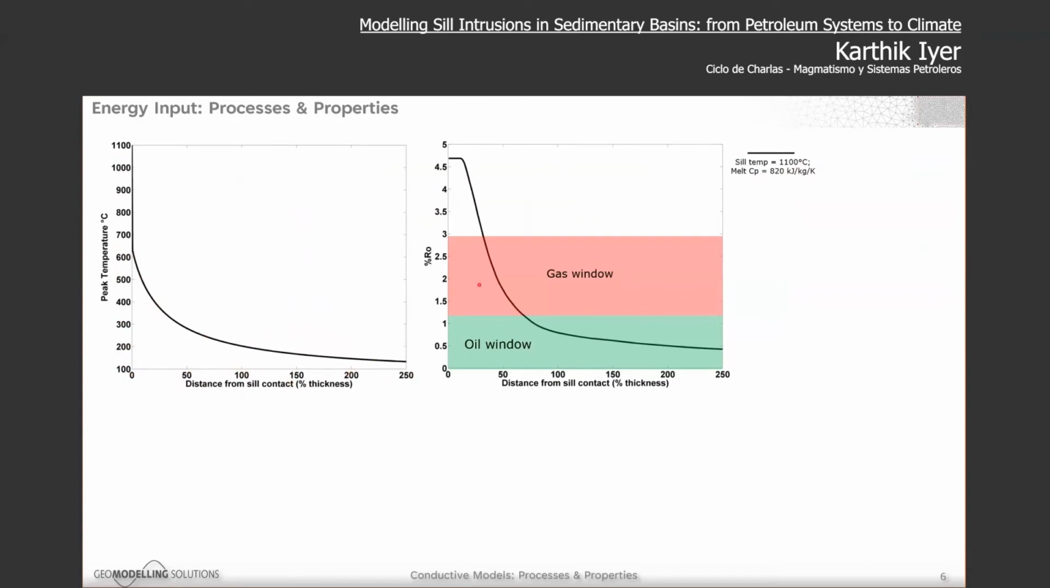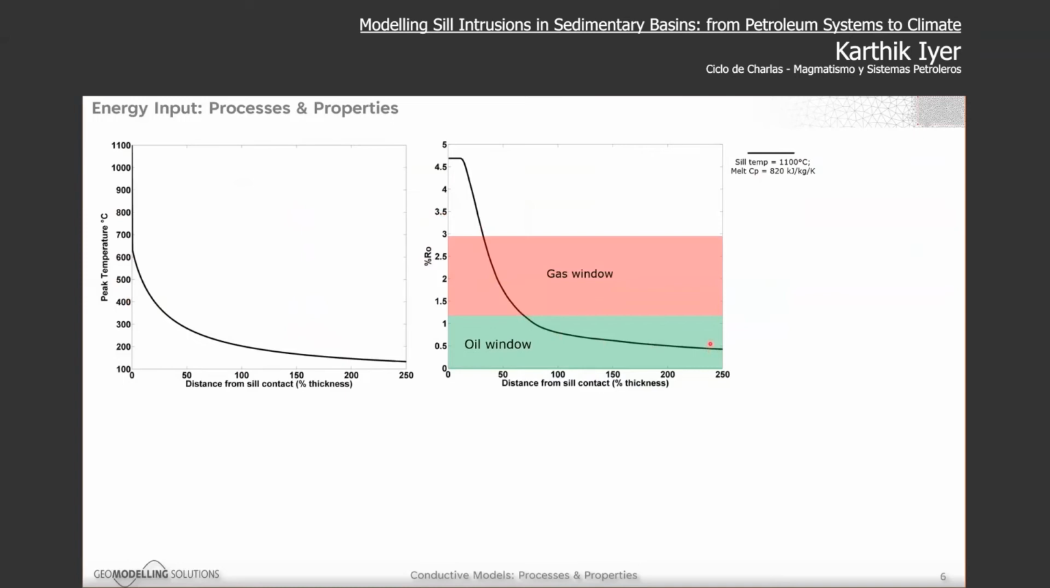This is the plot for the same results for the model, but in maturity. So maturity, based on vitrinite reflectance, is used to measure whether we're producing oil or gas or we are too mature. It's basically cracked out. Then we can see there's a correlation between the distance from the sill and the energy input into it. In this case, the gas window extends up to 65% of the sill thickness and then decays into more or less immature rock more than 200% away.